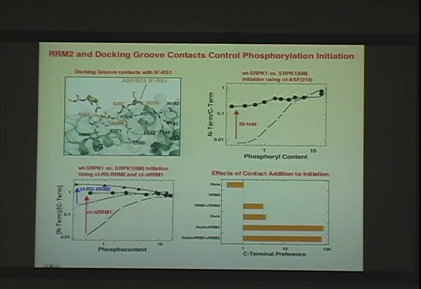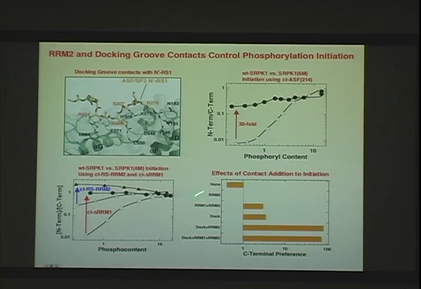I know this is all confusing, but what I tried to do here is summarize a lot of this data. So what we're doing here is looking at the addition of various contacts, whether it be the docking groove in the kinase or the addition of RRM1 and RRM2 and their contacts, on the effects of this C-terminal preference, this desire for the kinase to go towards the C-terminus of RS1. And what we found is that if we don't have a docking groove and if we don't have these RRMs, it actually has a site preference for going to the N-terminus.